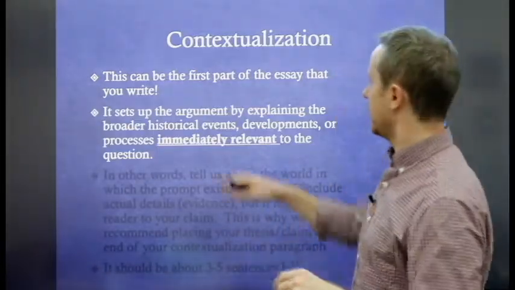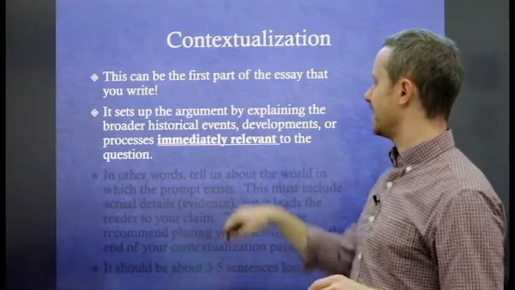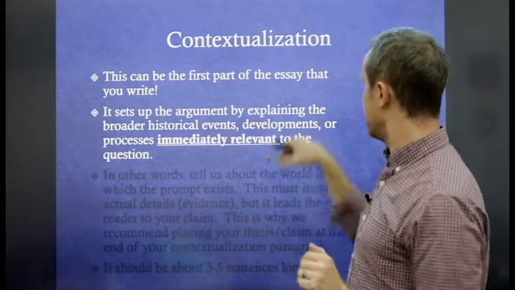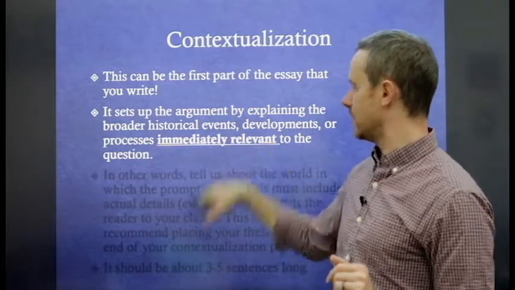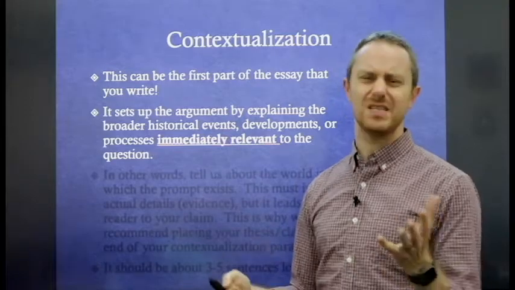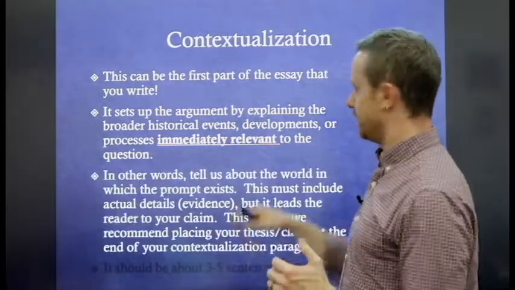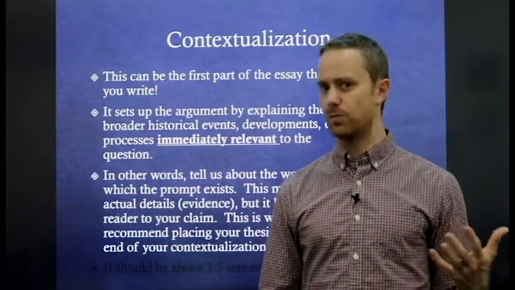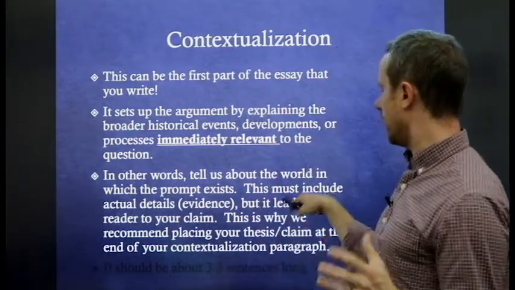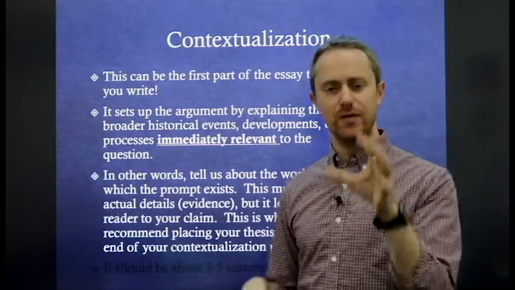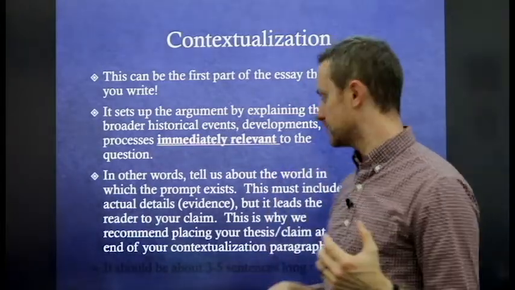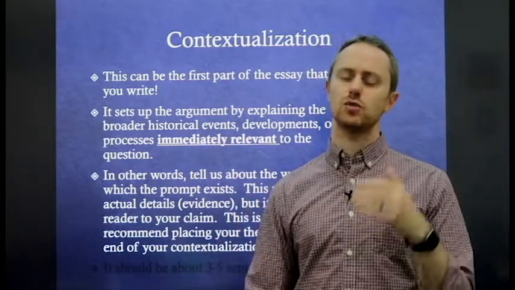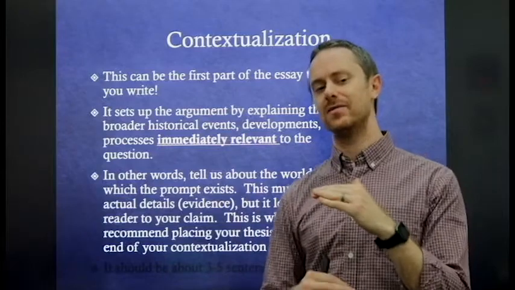So put it at the front. It also is going to be able to set up your argument by explaining, and this is directly from the rubric, the broader historical events, developments, or processes immediately relevant to the question. Okay, what does that mean? I'll tell you in a second. In other words, tell us about the world in which the prompt lives. What is going on? You should include actual events, specific details, and you want to lead the reader to your claim. This is why I suggest putting the claim right at the end of the contextualization.